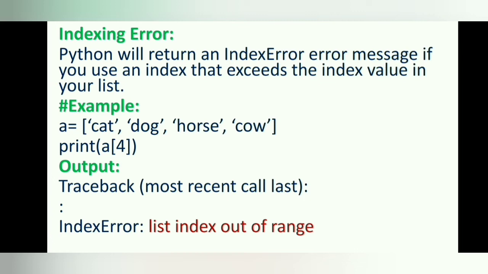Similarly, if we use -5, Python will return an index error message that list index out of range, because here valid negative indexes are -1, -2, -3 and -4.